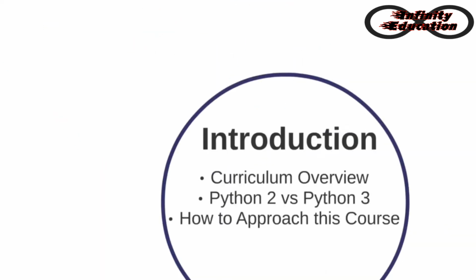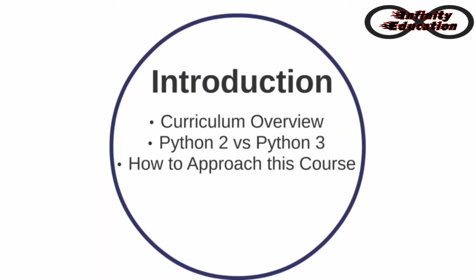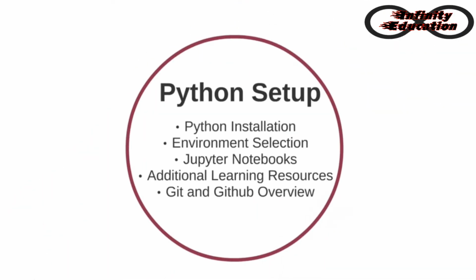First, this course starts off with an introduction section including this overview, a discussion of Python 2 versus Python 3, and a lecture on how best to approach this course to maximize your benefits from taking this course. After that, we'll get started with the Python setup section. We'll learn how to install Python on your computer, we'll learn about environment selection, we'll learn the Jupyter Notebook system. You'll get access to additional learning resources online, and then we'll have a brief overview on Git and GitHub.